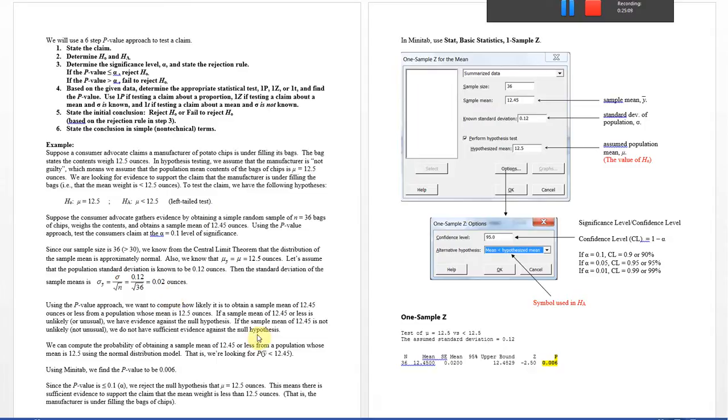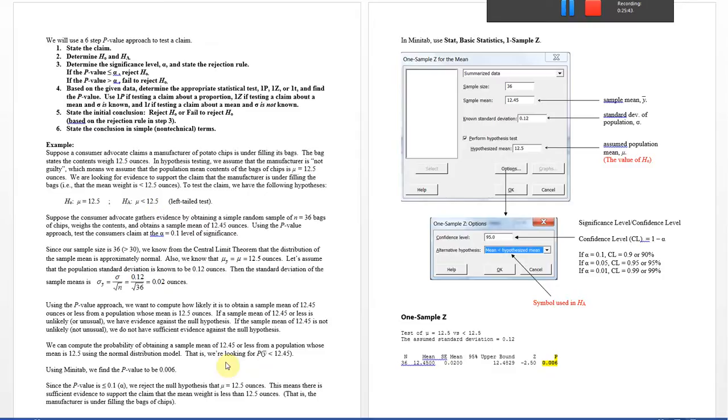If the sample is unusual, that'll be our evidence against the null. If the sample mean of 12.45, or something smaller, is not unusual, then we don't really have evidence. So we compute the probability of obtaining a sample mean of 12.45 or less from the population, using 12.5 as our assumed mean from the null hypothesis, and we use the normal distribution model. So we're looking for the probability that my sample mean is smaller than 12.45. So it's that value or worse, where worse is coming from the alternative.